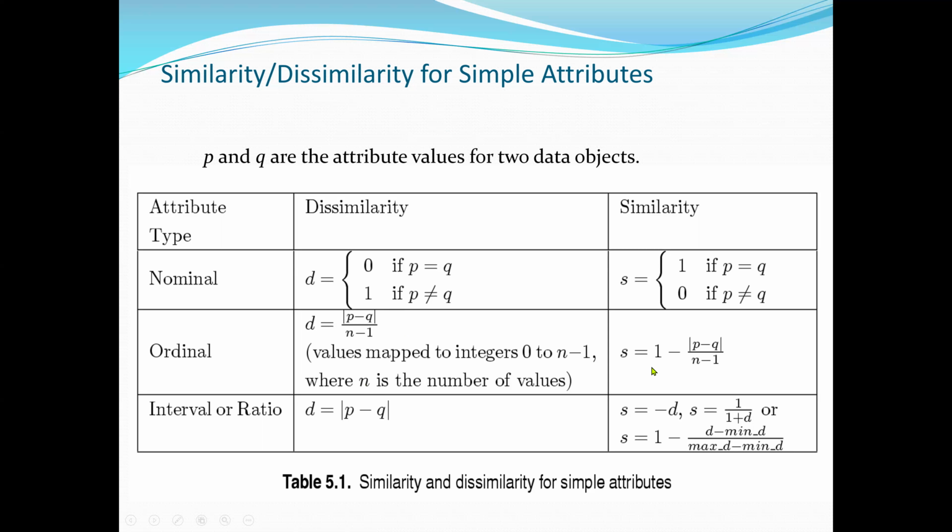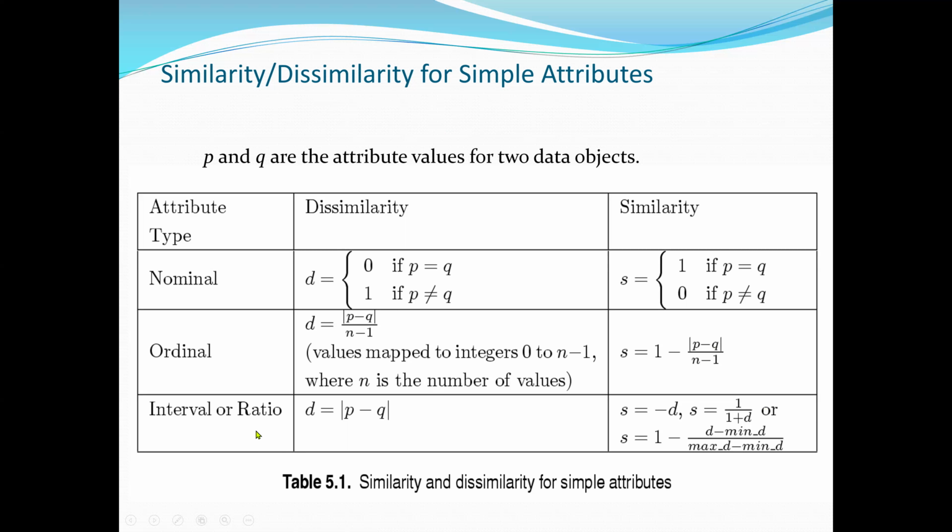Now, when we are finding the similarity, P minus Q, if it's 0, then everything here will be 0. So similarity means our answer will be 1 if P and Q are the same. Dissimilarity means our answer will be 0 if P is the same as Q, because P minus Q is 0, and 0 divided by any value is 0. And for similarity, 1 minus 0 is 1.